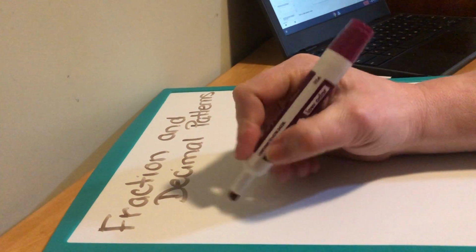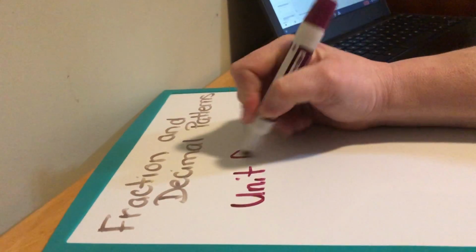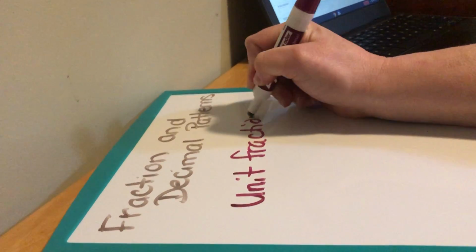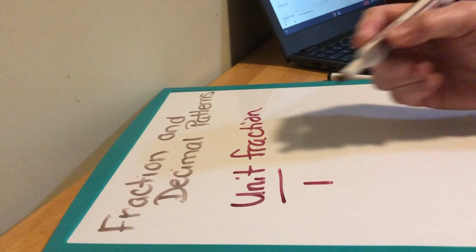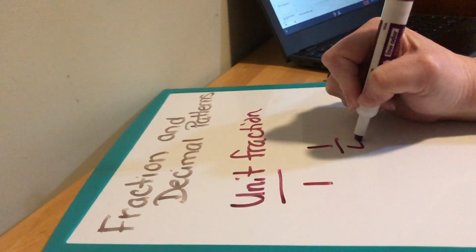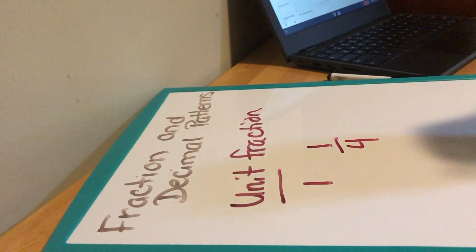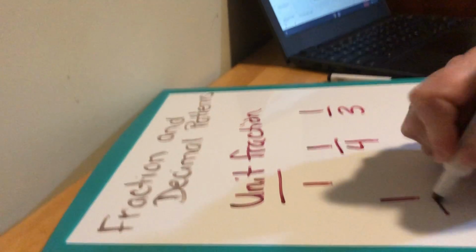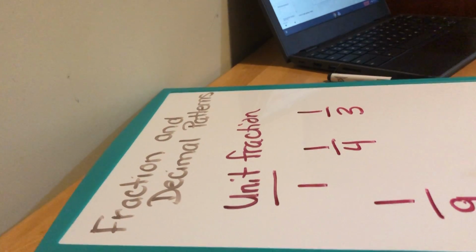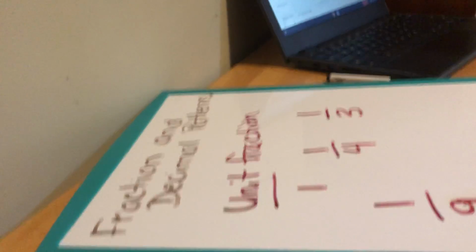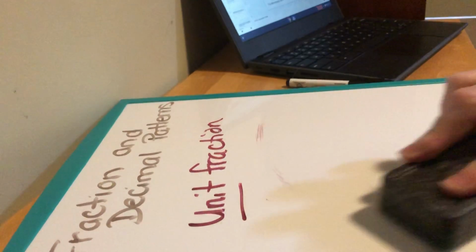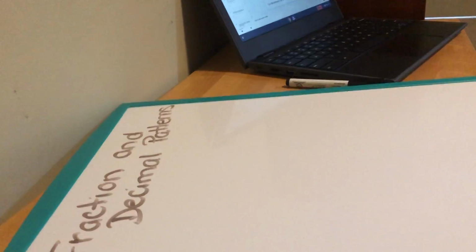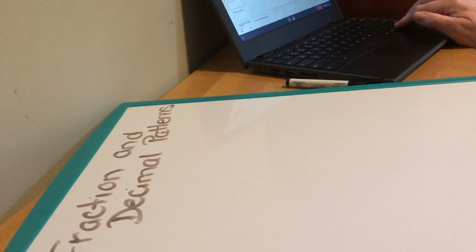So this is all talking about something called a unit fraction, right? A unit tends to mean something that's 1. So a unit fraction is any fraction that has 1 at the top. So 1/4, 1/3, 1/9. They're all considered to be unit fractions because they're the basis or the building blocks of the rest of the fractions. So a unit fraction is just anything where the numerator is a 1.